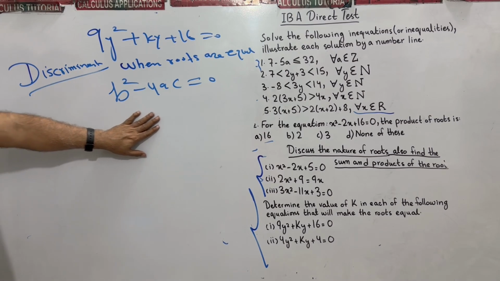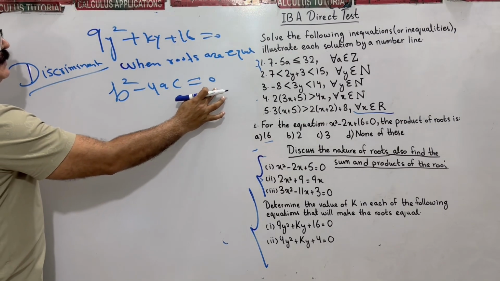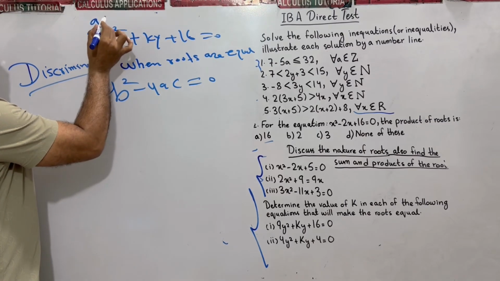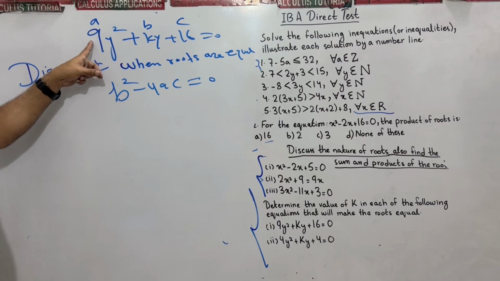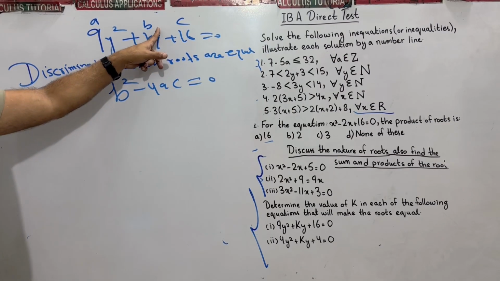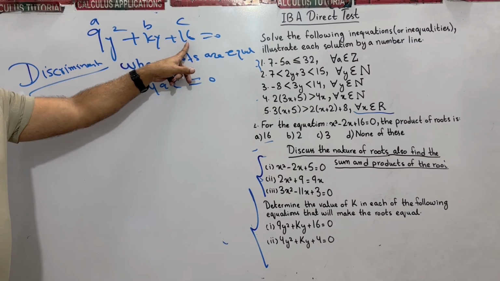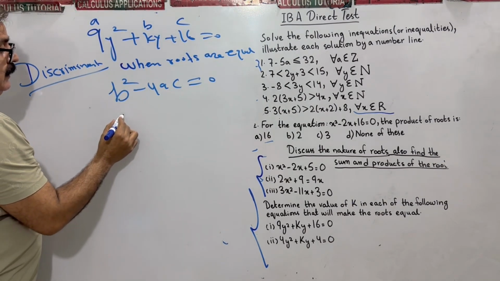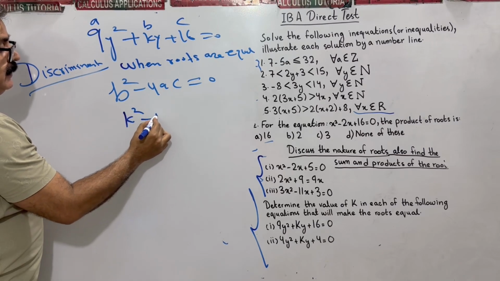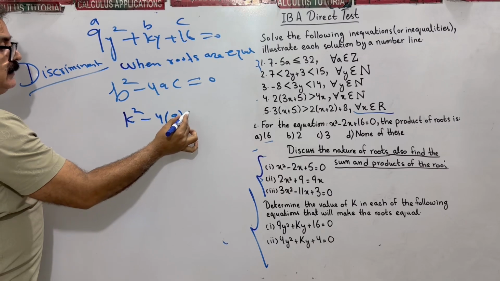Discriminant, B square minus 4ac. This is the condition for equal roots. Equal roots means B square minus 4ac is equal to 0. Here it is our A, our B, our C. Coefficient of the square term is A, coefficient of the power 1 term is the value of B, and the constant is known as C. What is the value of B? Value of B is k. So k square minus 4, value of A is 9, value of C is 16.